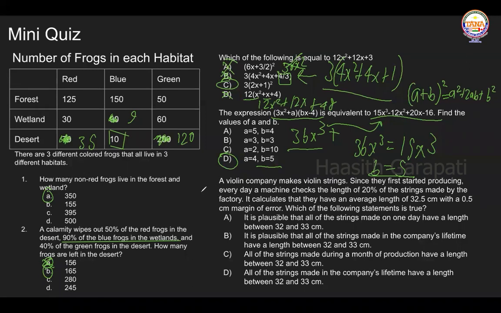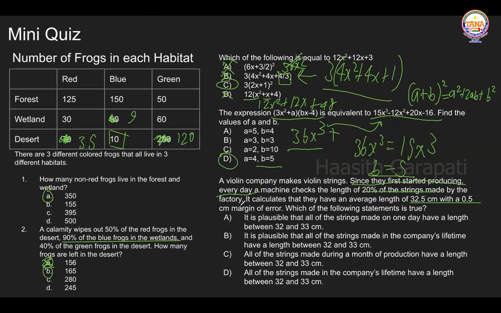Okay, now next question, one of those population parameter questions. We have a violin company. Okay, keywords: since they first started producing, every day, a machine checks the length of 20% of the strings. It checks the length of 20% of the strings, and then it calculates a 32.5 average with a 0.5 centimeter margin of error. All right, which of the following statements is true?